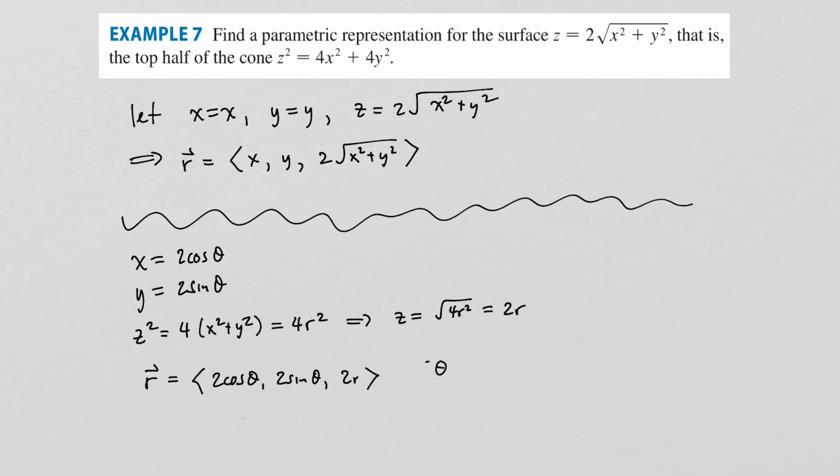Now, theta, of course, would be between 0 and 2 pi, but then r would only be greater than or equal to 0, because we only want to get the top half of the cone. So it's actually good to have options. Sometimes you might prefer one parameterization, and other times another parameterization might be easier to work with.